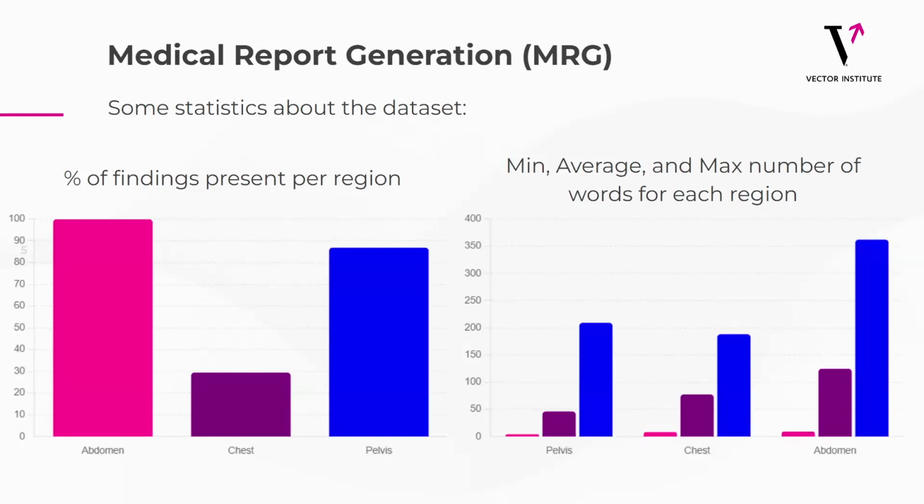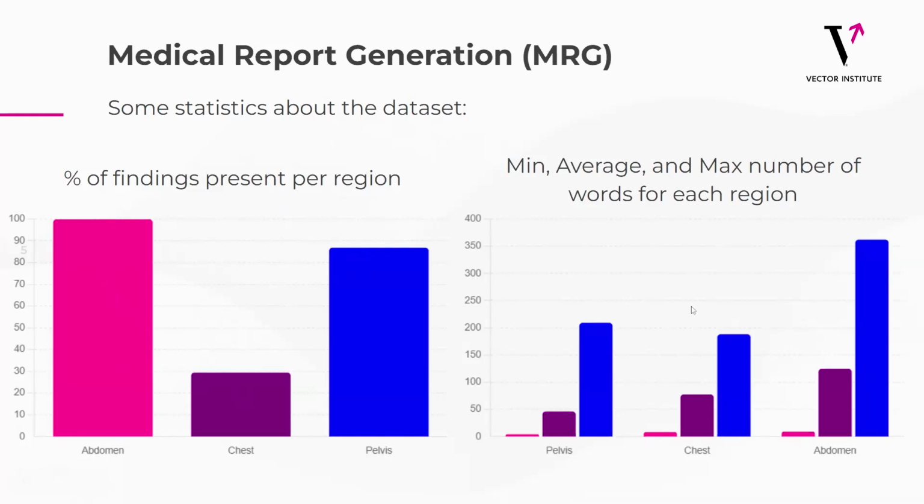Here are some statistics about the data we were provided. For each scan, almost always you have an abdomen finding. Most of the time you have a pelvis, about 85% of the time, and very rarely you have a chest scan. So not all CT images have all 3 regions.